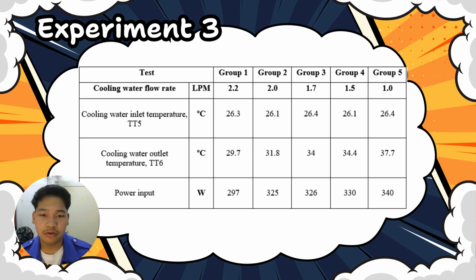The power input for group 1 is 297, group 2 325, group 3 326, group 4 330, and lastly group 5 is 340.